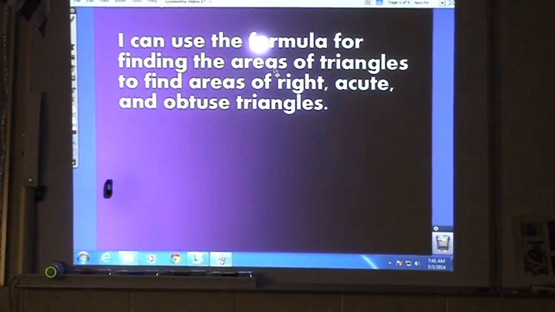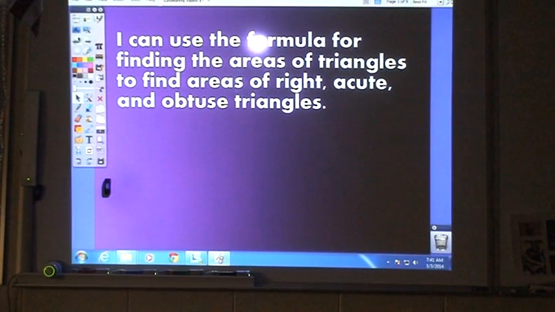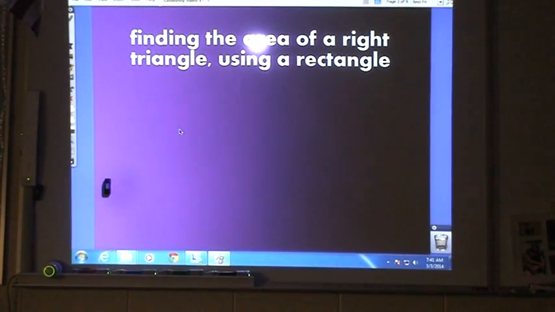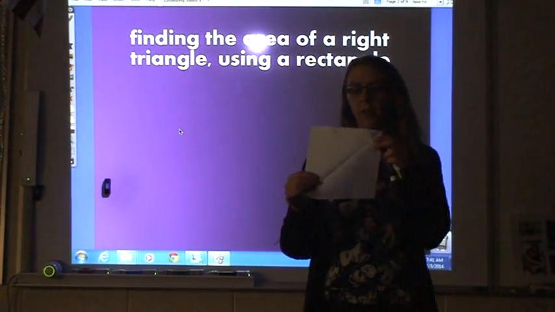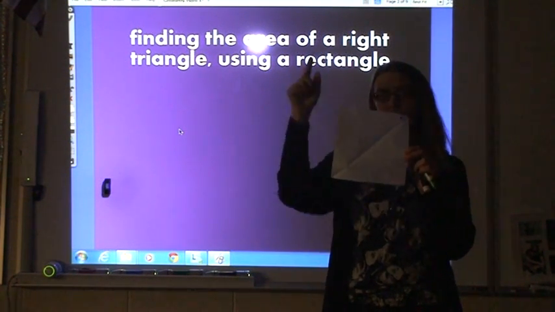I can use the formula for finding areas of triangles to find areas of right, acute, and obtuse triangles. To find the area of a right triangle, we can actually use a rectangle. As we talked about earlier, you can find the area of this parallelogram by using the base times the height.